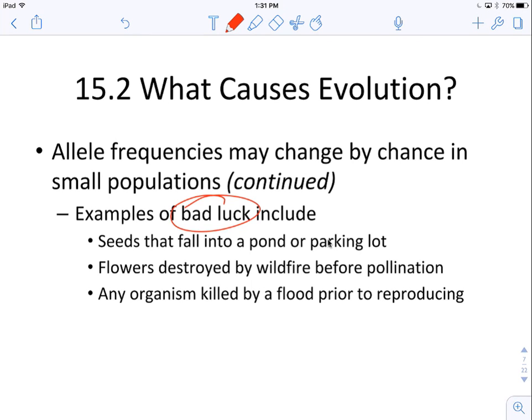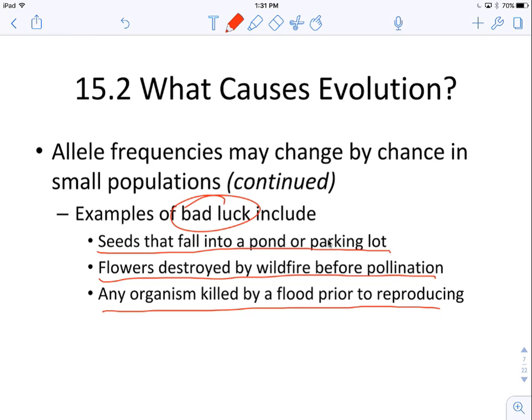Examples of bad luck. You have seeds that fall into a pond or onto a parking lot. A parking lot doesn't have a lot of dirt, so they're probably not going to grow. Flowers destroyed by wildfire before they were pollinated. They didn't have the chance to pass their alleles on. Any organism killed by a flood or a forest fire prior to reproducing, that is certainly bad luck.